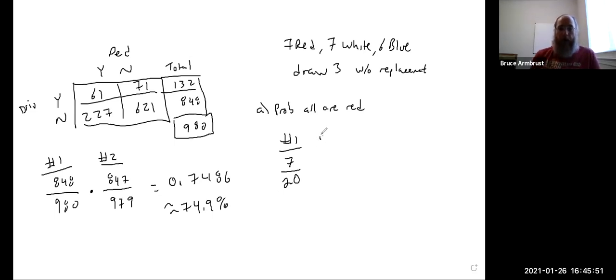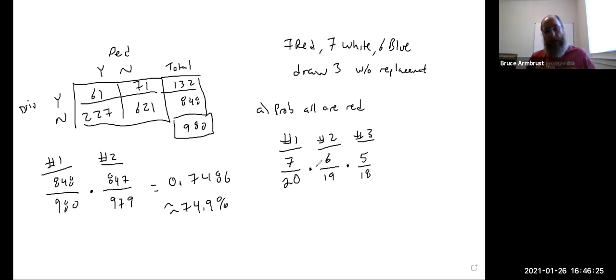All right, but we want to keep going. What about number 2? Since it's without replacement, there are only 19 marbles left. And there aren't 7 reds anymore, there are only 6. And then similarly for number 3, there are only 5 remaining reds, and there are only 18 total marbles left. So those are the probabilities for the first one being red, the second one being red, the third one being red. And now we multiply those together.